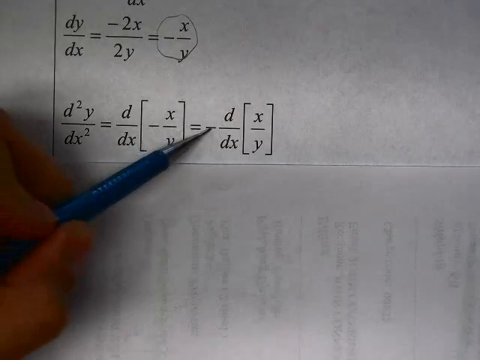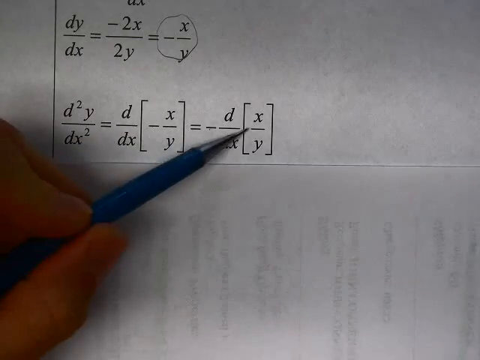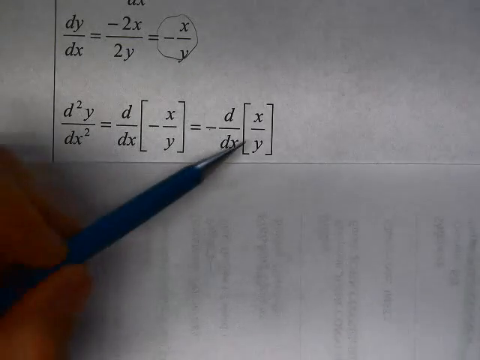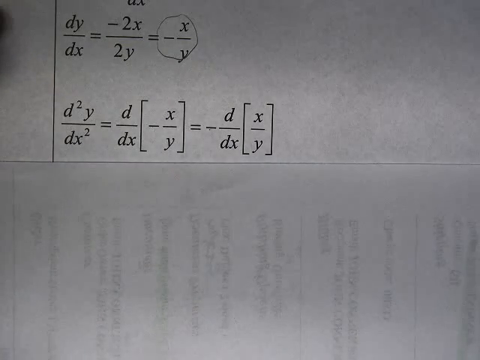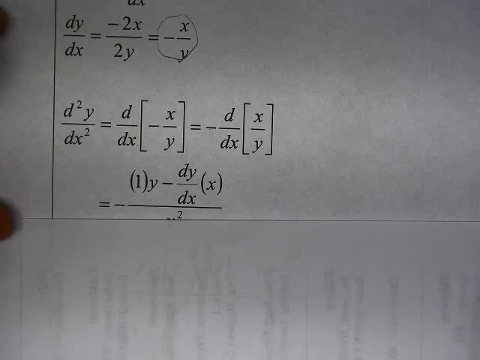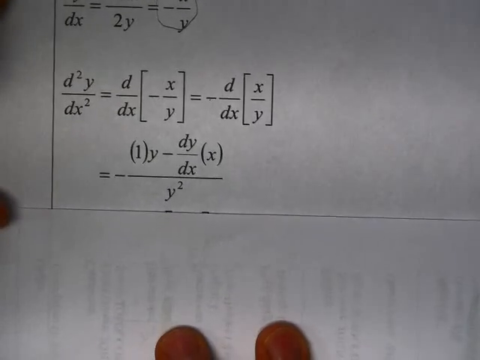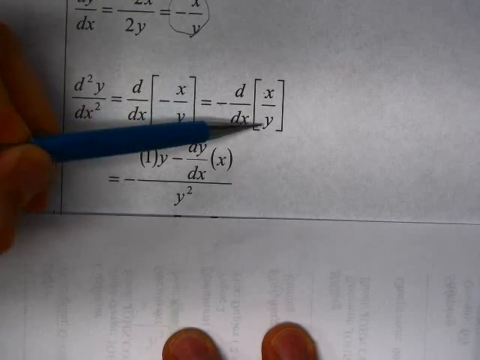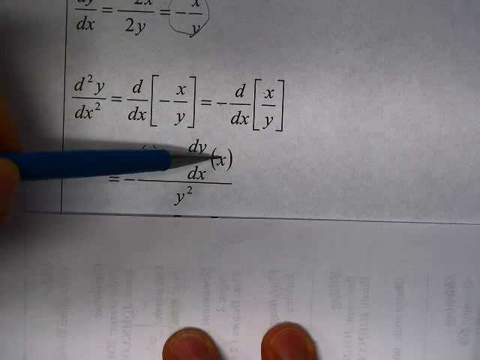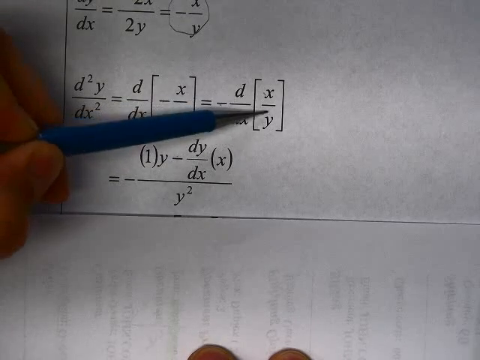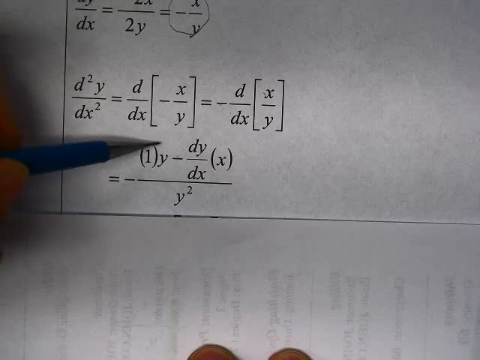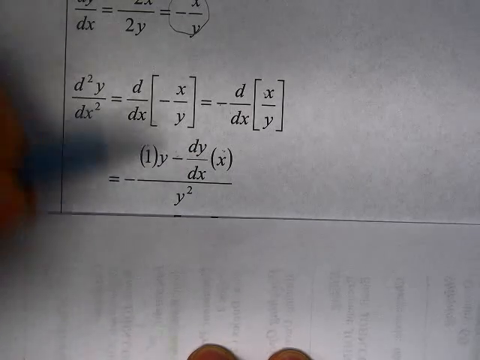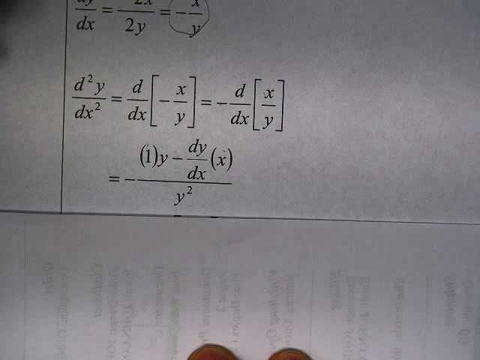And I'm going to take this negative sign and just bring it outside as a coefficient, so I just have to deal with the derivative of x over y. So I'm using implicit differentiation here, and I'm going to use also the quotient rule. So the derivative of x is 1 times y minus the derivative of y times x. So remember, we have f over g, so we have f prime times g minus g prime times f all over g squared.